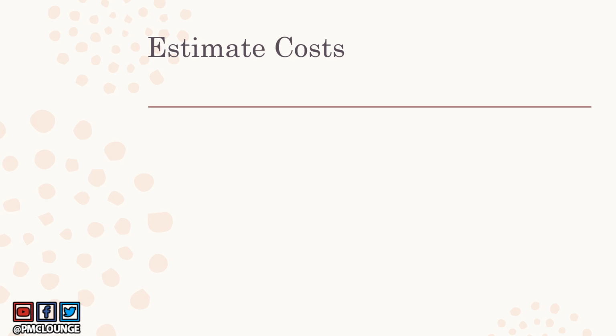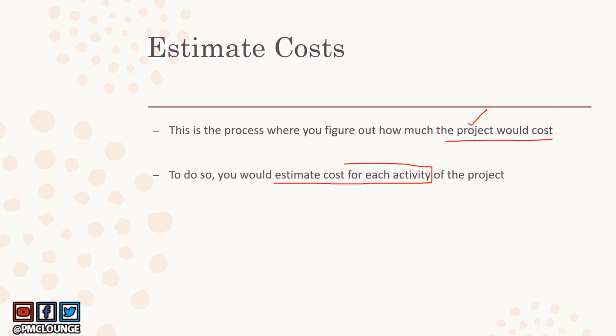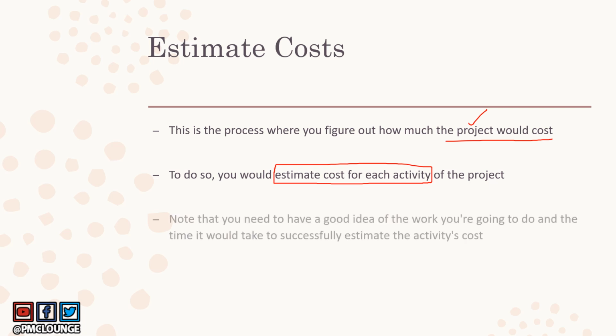Now, let's talk about the second process in the cost management knowledge area, which is estimate costs. As the name goes, this is where you figure out how much the project is going to cost. You're basically estimating the cost. If you want to estimate the cost of your entire project, you will have to start with estimating the cost for each activity of the project. You cannot give a ballpark figure for your project as a whole. You will have to estimate cost for each of your project activities.